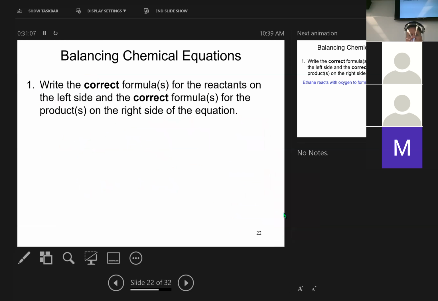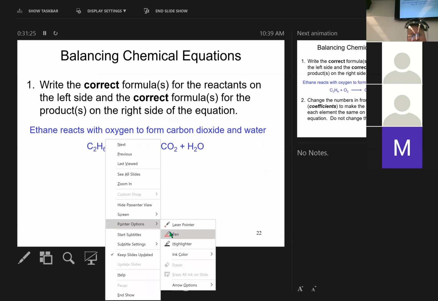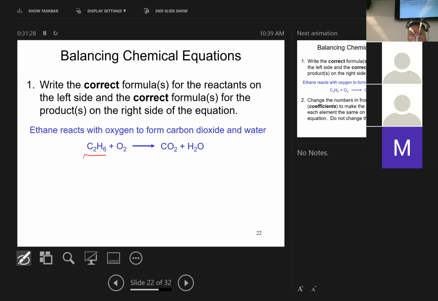Write the correct formulas for the reactants on the left side and the correct formulas for the products on the right side. Ethane reacts with oxygen to form carbon dioxide and water. Ethane, because you're not organic chemists, is C2H6. How many carbons are there? 2, right? How many on the right? 1. So what do you have to do to balance it? Put a 2.